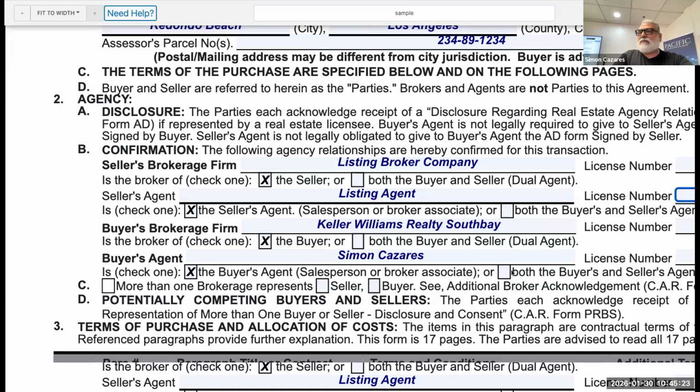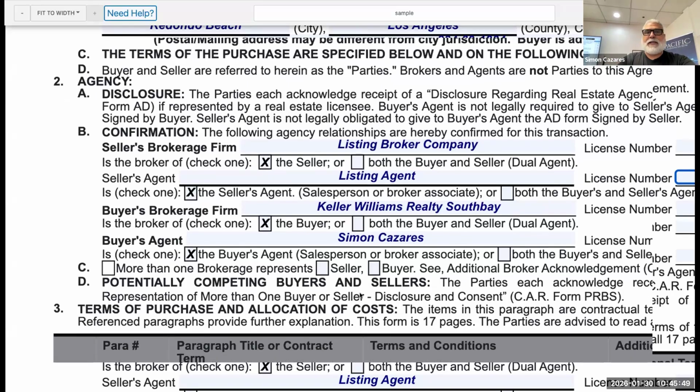I just use Keller Williams South Bay as the hub, but it depends on what brokerage you belong to. You're going to put the name of the broker, the license number, and the name of the agent who is representing the buyer. Now, you also want to make sure that you check these boxes to know and identify who is representing who. In this case, the seller is being represented by the listing broker, and the buyer is being represented by Keller Williams.